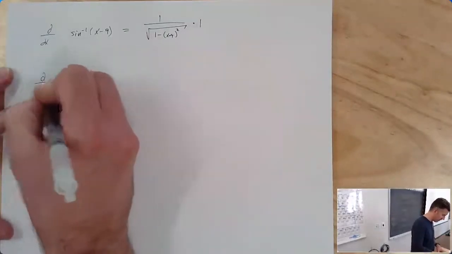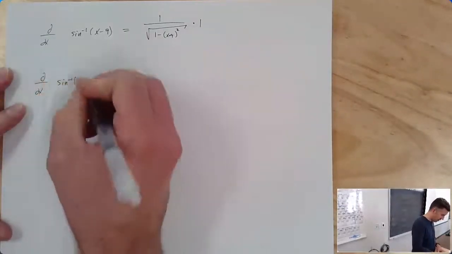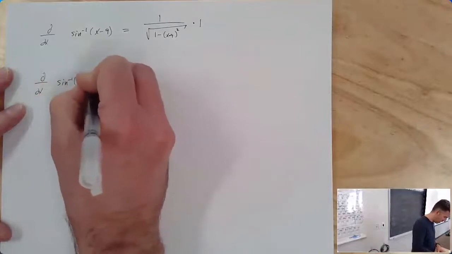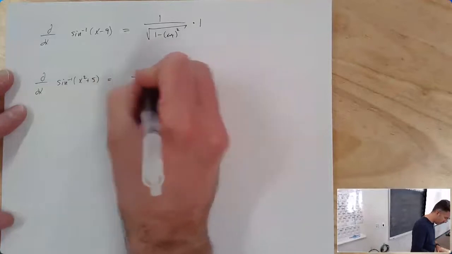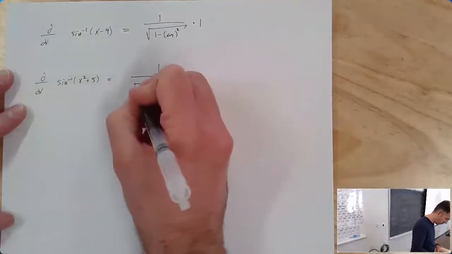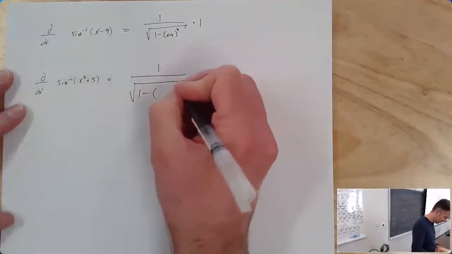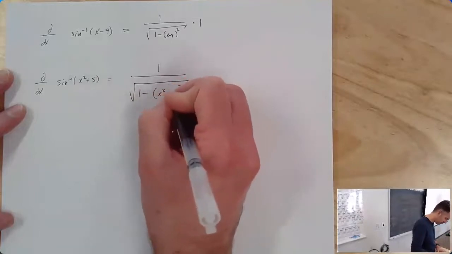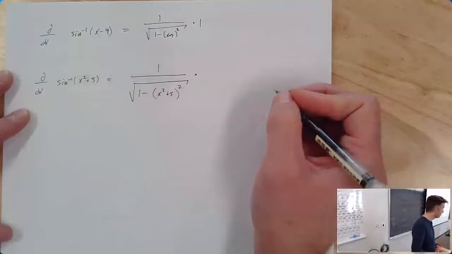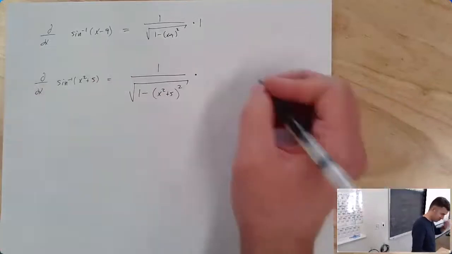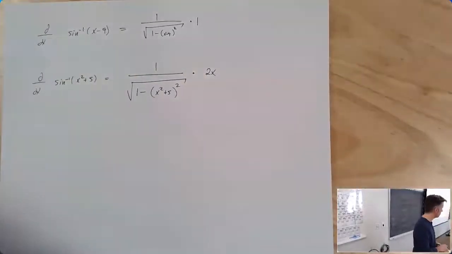I can say, what's the derivative of the inverse sine of x squared plus 5? And then it's still 1 over the square root of 1 minus my stuff squared. And then the chain rule dictates that I must multiply by what? Exactly. Which in this case is 2x.